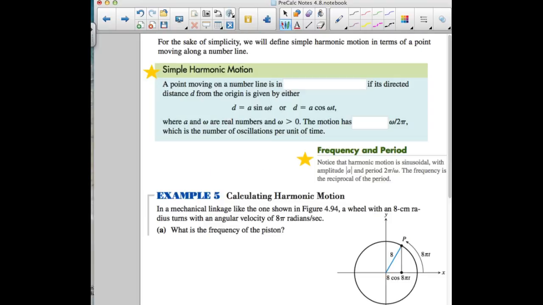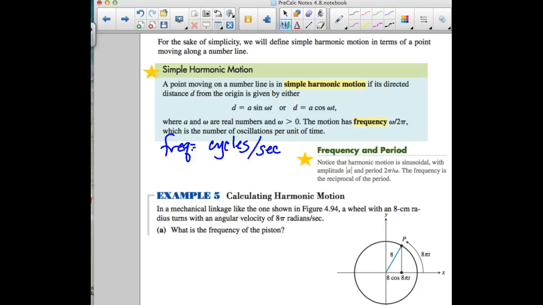For simplicity's sake, we will define simple harmonic motion in terms of a point moving along a number line. So a point moving on a number line is in simple harmonic motion if its directed distance d from the origin is given by either d equals a sine omega t or d equals a cosine omega t, where a and omega are real numbers and omega is positive. The motion has frequency omega divided by 2 pi, which is the number of oscillations or cycles per unit of time. So frequency will be cycles per second, for example.